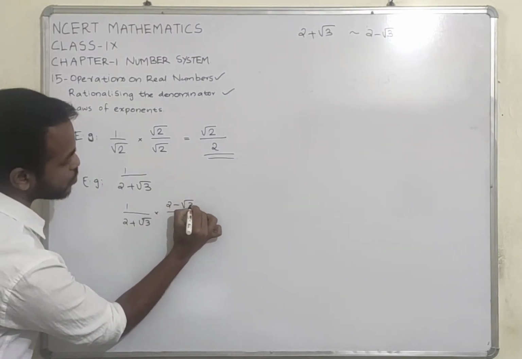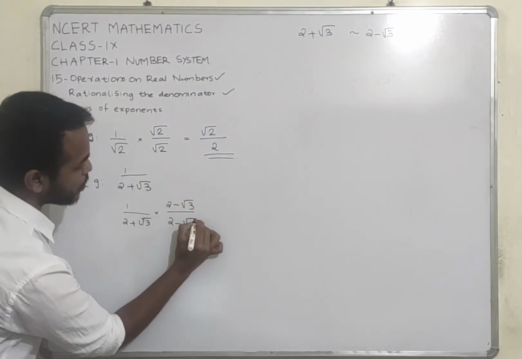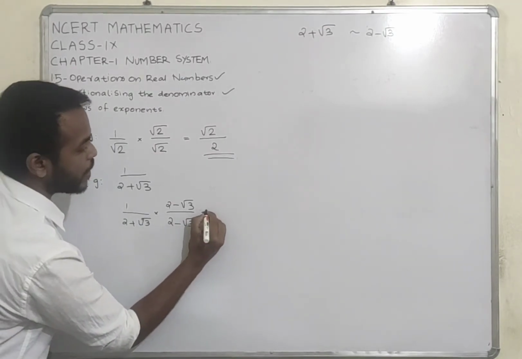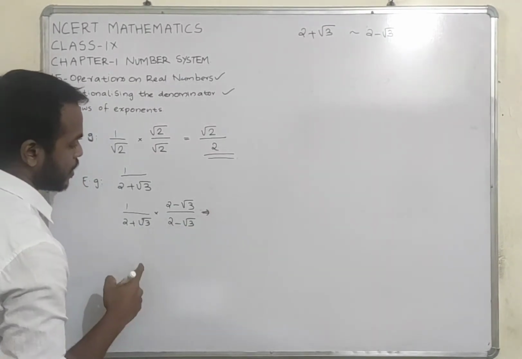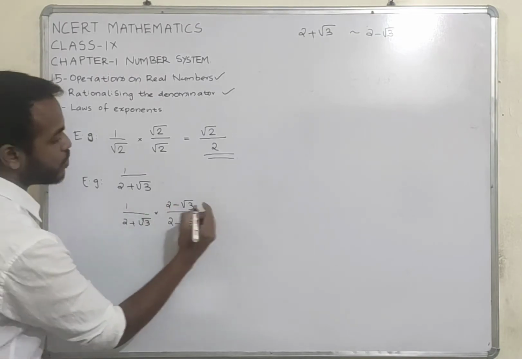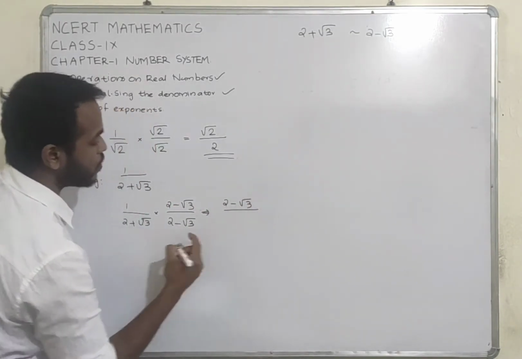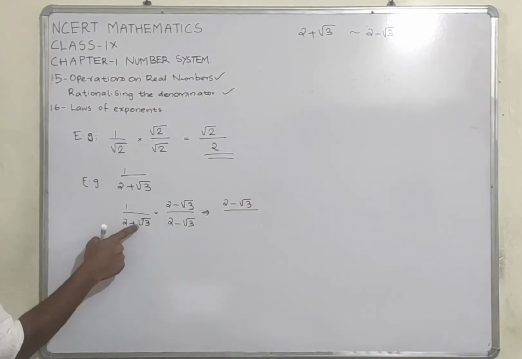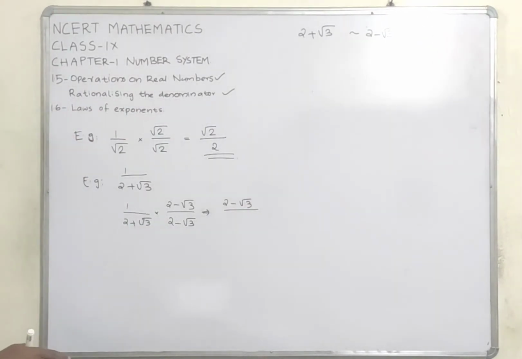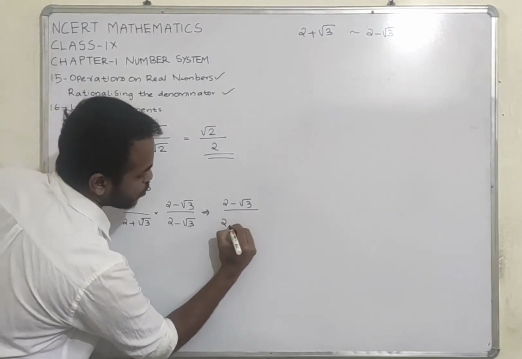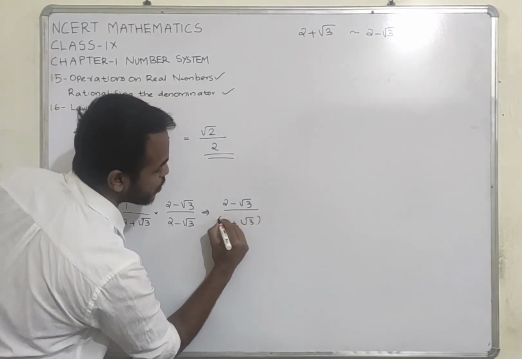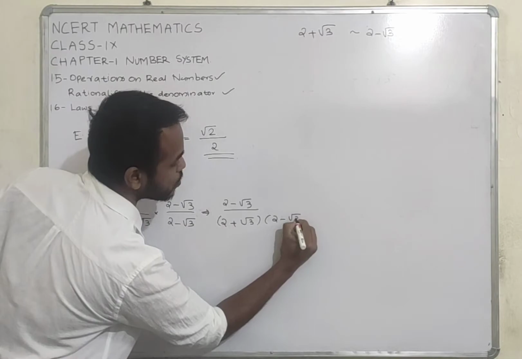2 minus root 3. Now this can be clearly written as 1 into 2 minus root 3, that is, 2 minus root 3. Now what happens to the denominators? 2 plus root 3 into 2 minus root 3.